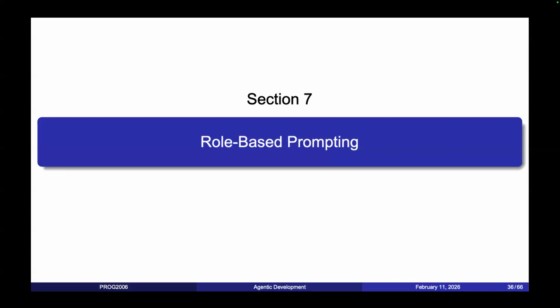So what we're doing is role-based prompting, but each role is invoked in sequence, and you switch from one role to another in sequence, and you only have one role active at a time. So you have one agent active at a time and one role active at a time, not multiple at the same time.